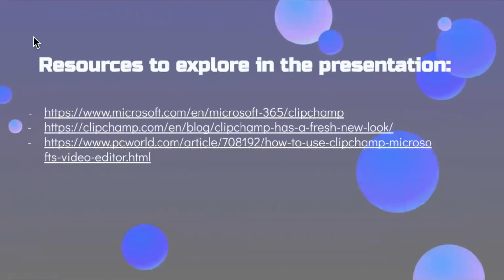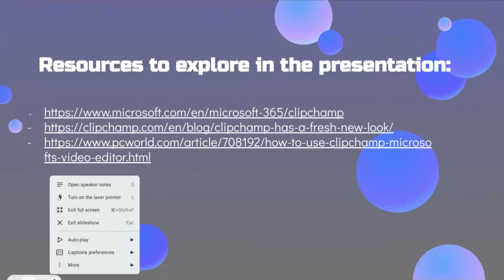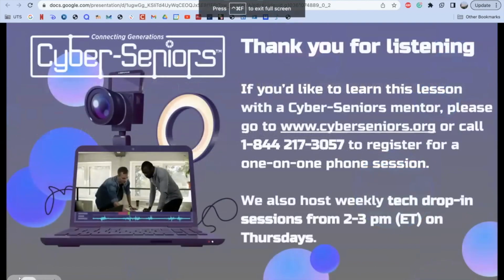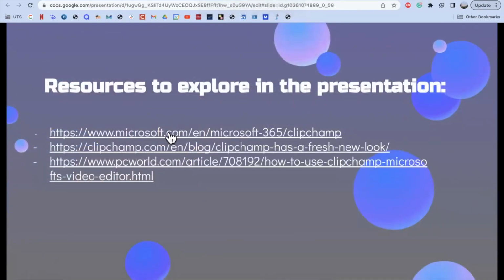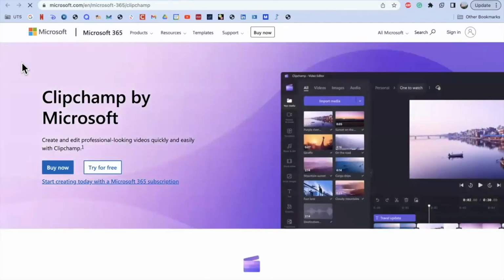So now we're going to go over some quick resources that you can explore. We've listed them here on the screen for you, but I'm just going to quickly show them to you so you can become more familiar. To begin with, Microsoft.com is actually where you can access Clipchamp from. If you click on try for free, you can do it that way. Or if you have a Microsoft 365 subscription, then it's going to be included with that, which is great.